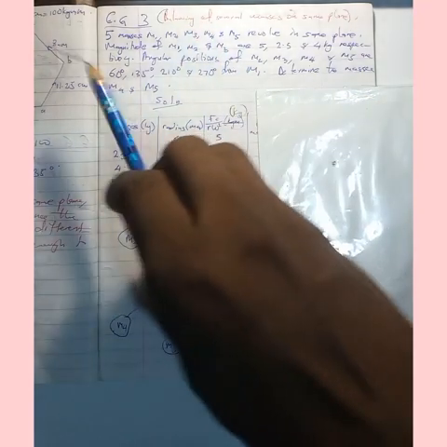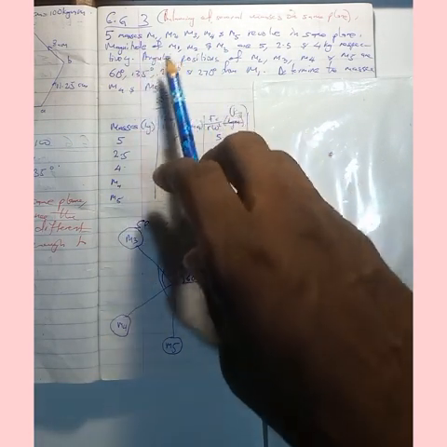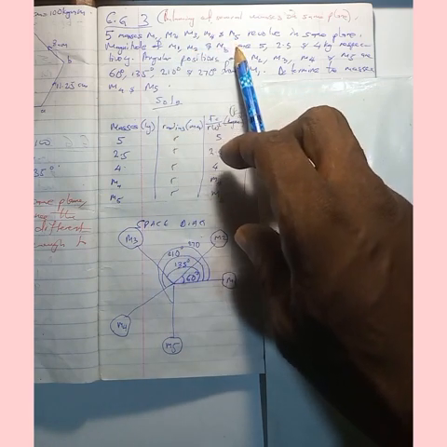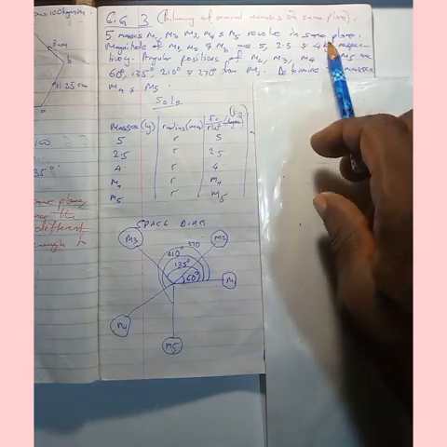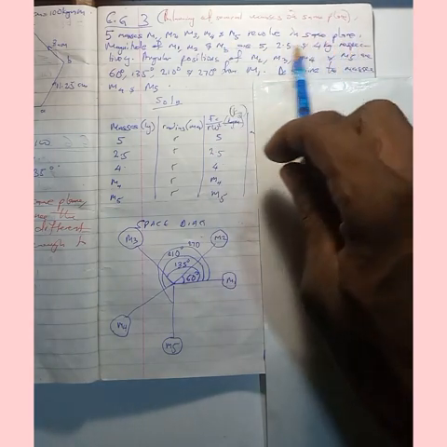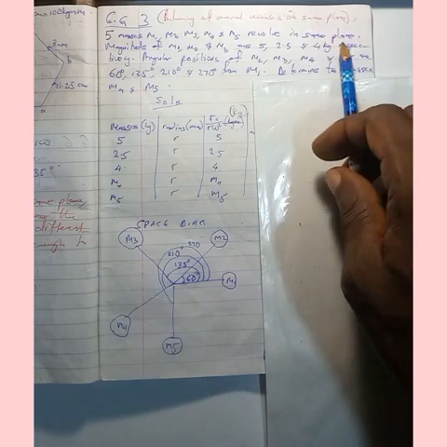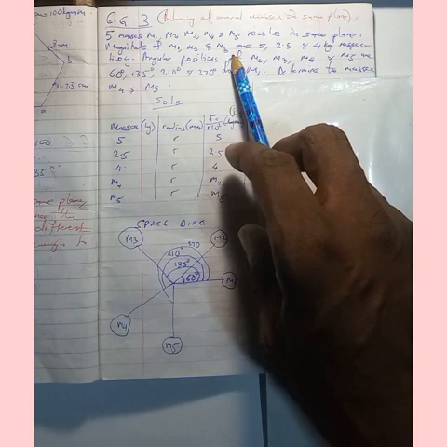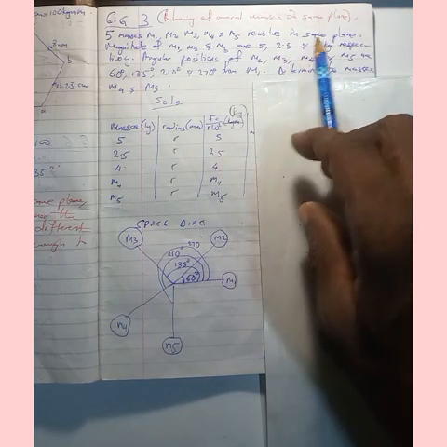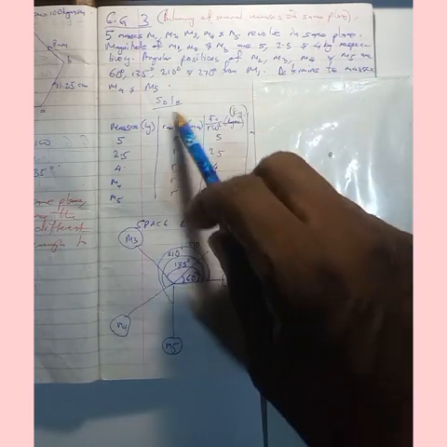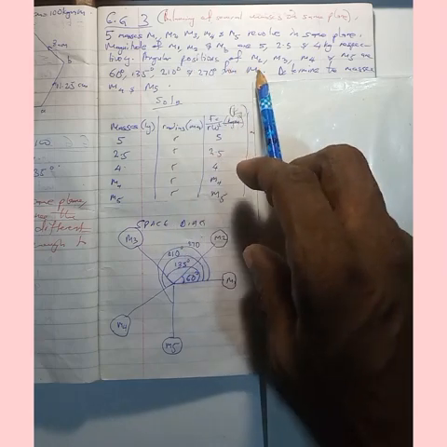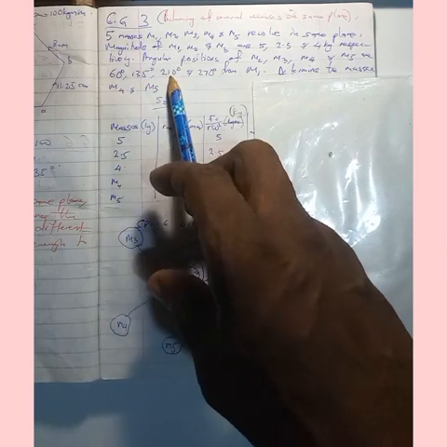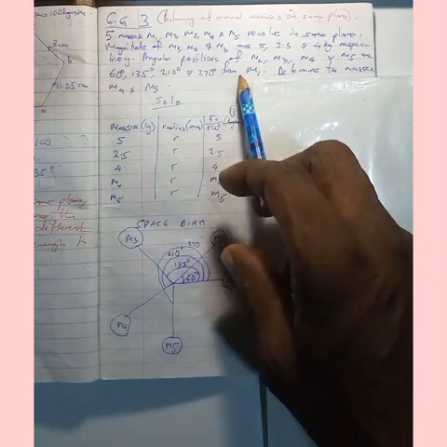Now this question will be given 5 masses M1, M2, M3, M4 and M5 revolving in the same plane. Okay, so now we are talking about several masses revolving in the same plane. Magnitudes of M1, M2 and M3 are 5, 2.5 and 4 kg respectively. Their angular positions, of M2, M3, M4 and M5, are 60, 135, 210 and 270 degrees from M1.